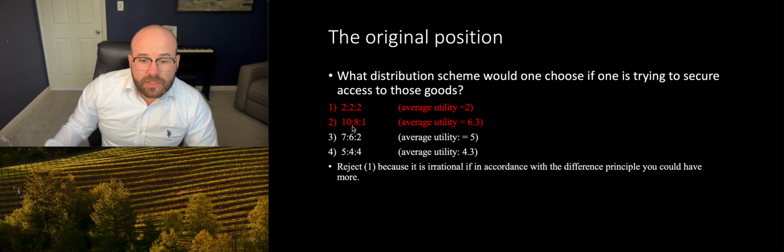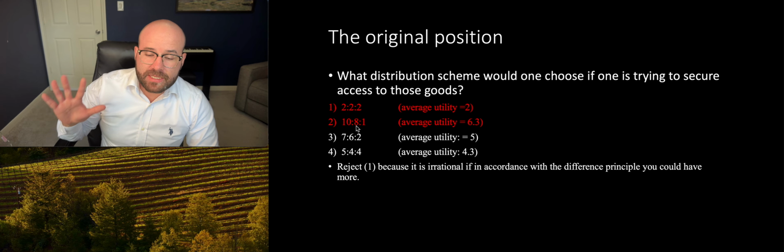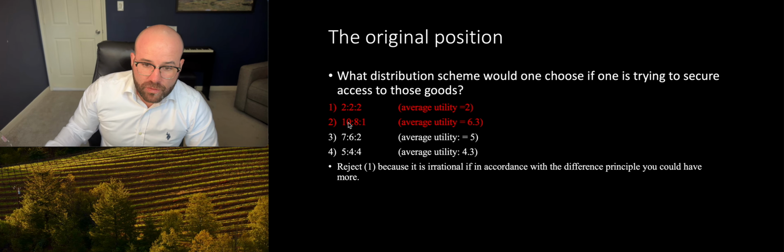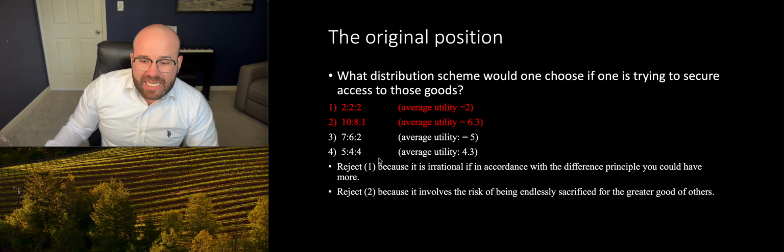But he says, look, you should actually also consider rejecting 2, even though it allows 66% of the population, or 2/3 of the population, to have a lot of utility. Why? Because it involves the risk of being endlessly sacrificed for the greater good of others. You do not want to risk that.